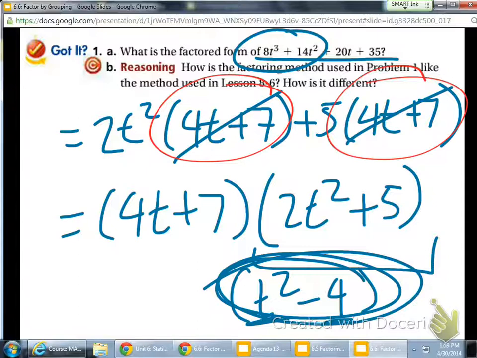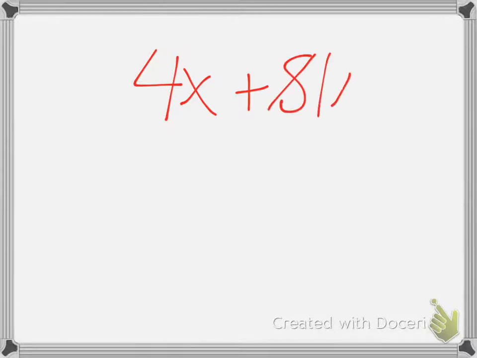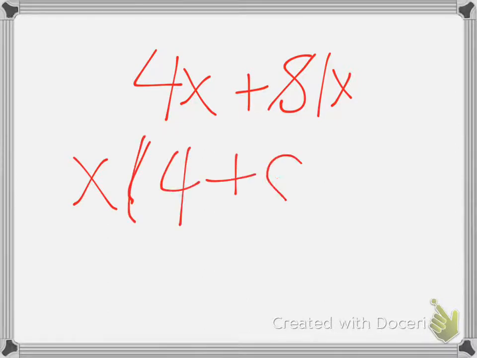On top of that, if it was like this, 4x plus, I don't know, 81x, whatever. What would you factor out? x, and then it would just be 4 plus 81, correct? Now, how come it's not x squared? It's two of them.